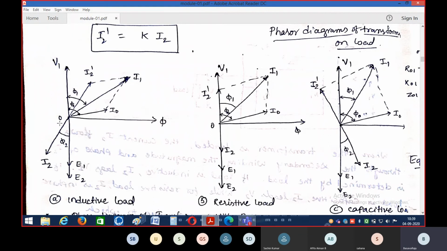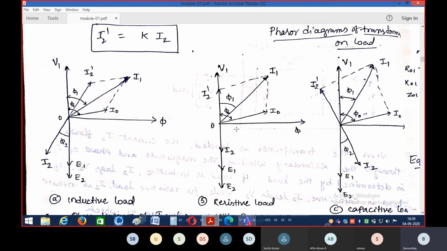Okay. So here, as we already know, the angle between V1 and the I0 current is represented with phi 0, the angle between V1 and I1 is called phi 1, and the angle between E2 or E1 with respect to I2 is called phi 2. This is the working operation of the transformer during inductive loads.